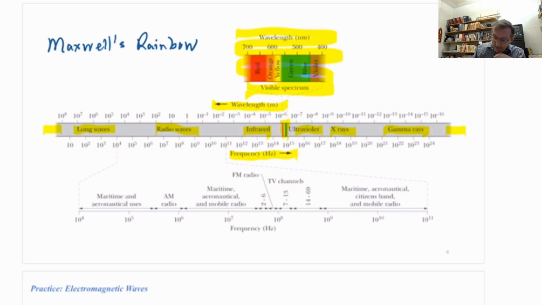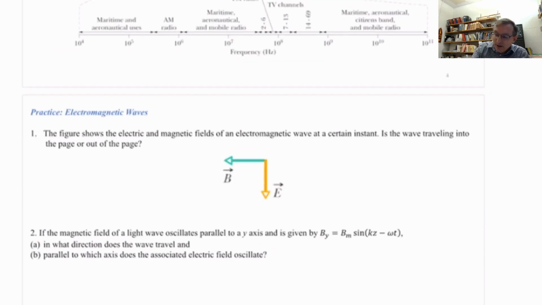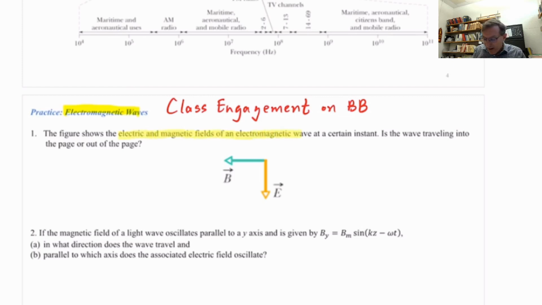Okay? All right, now we'll just close with the class engagement exercise on Blackboard. With electromagnetic waves, practice with electromagnetic waves. Here's the first question. The figure below shows the electric and magnetic fields of an electromagnetic wave at a certain instant. One simple question. Is the wave traveling into the page, away from us, or out of the page or screen, towards us? That's question 1.